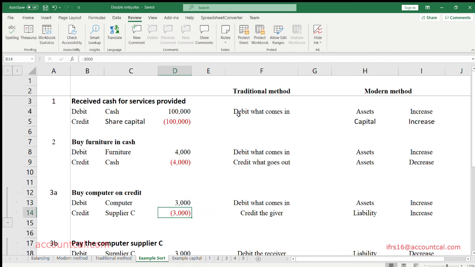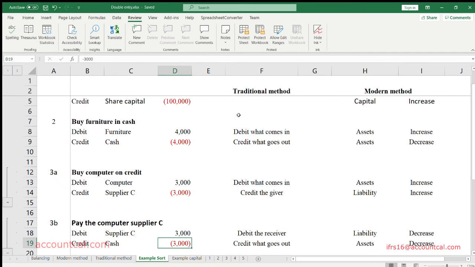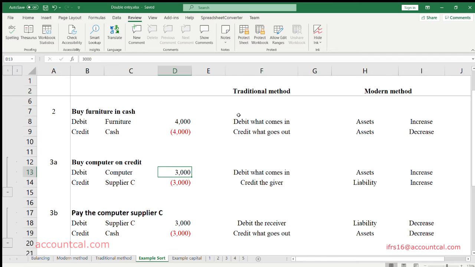Now another transaction: you buy a computer on credit. Computer is an asset, you debit what comes in, the asset has increased, you debit the computer by 3000. Credit what? It's on credit, you have not paid any cash. Credit supplier C because you credit the giver, and supplier is a liability that has increased. So both the rules say you credit it.